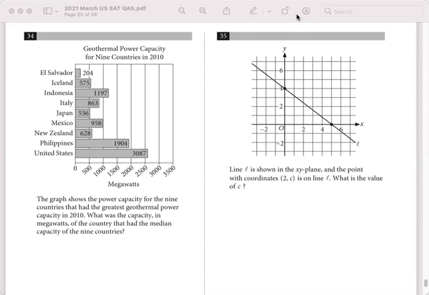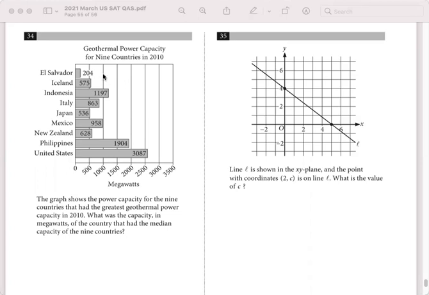Okay, so if there are 9 countries and I put them in order, then the median would be the 5th country, right? Because when it's an odd number of items, the median is the number of terms plus 1, divided by 2, that item. So it's the 5th item. So I'll just put them in order.